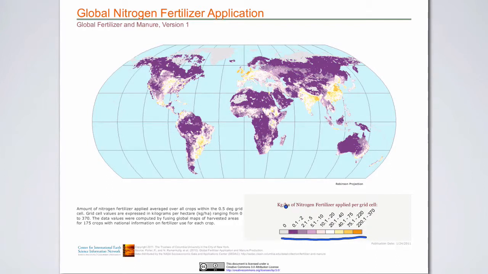So 1 kilogram per hectare is the same as 0.1 grams per meter squared. So if you divide these numbers by 10, you get a pretty good idea in grams per meter squared of how much nitrogen is being added.